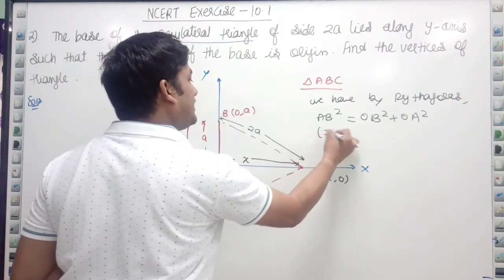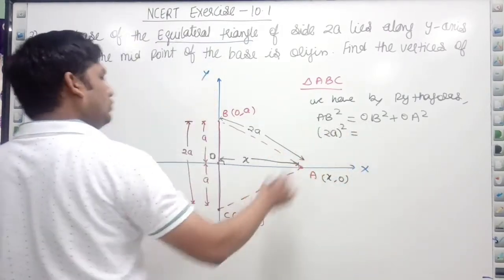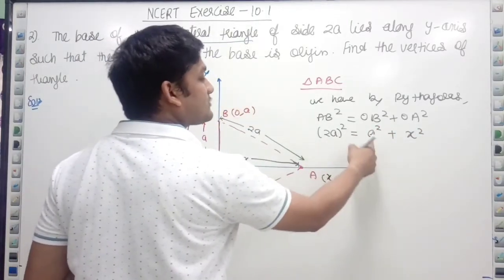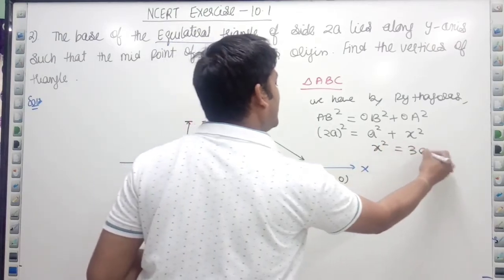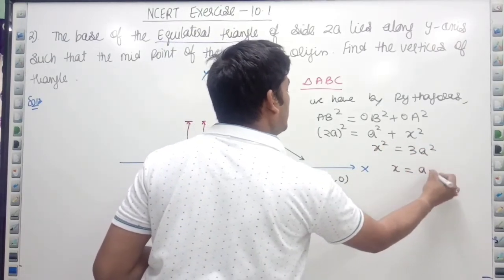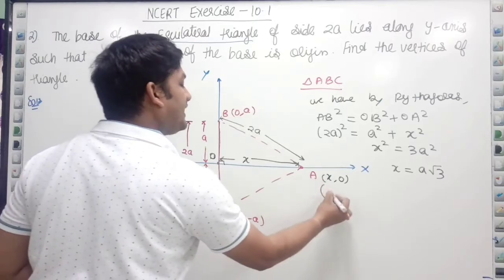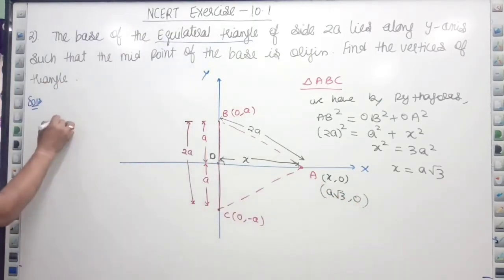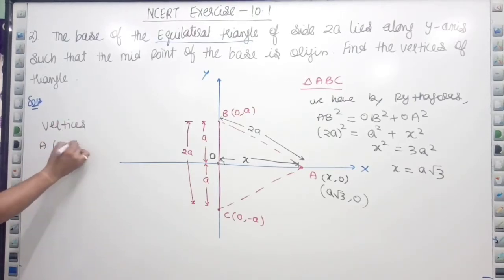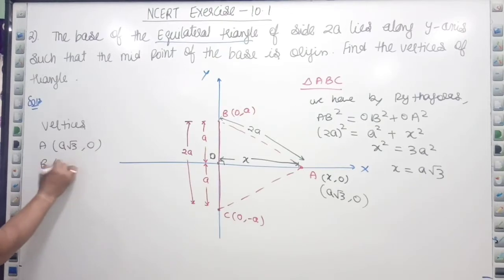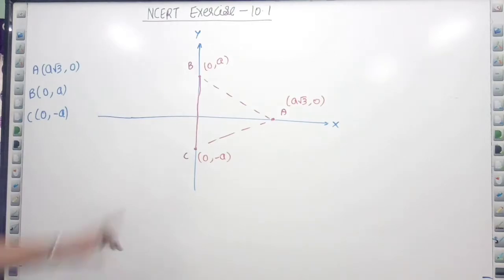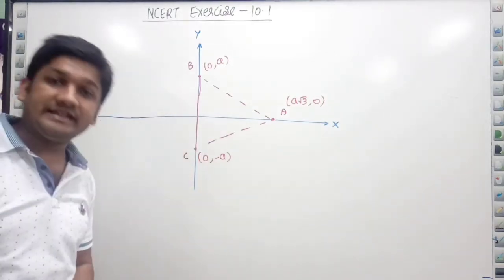So AB is 2a का whole square is equal to OB, OB is a square plus OA, x square. So we can say 4a square में से a square गया, 3a square, x is a root 3, means third vertex a root 3, 0. So vertices: first vertex is a root 3, 0. Second B is 0, a. Third C is 0, minus a. Now as we see here, we have found all the three vertices.